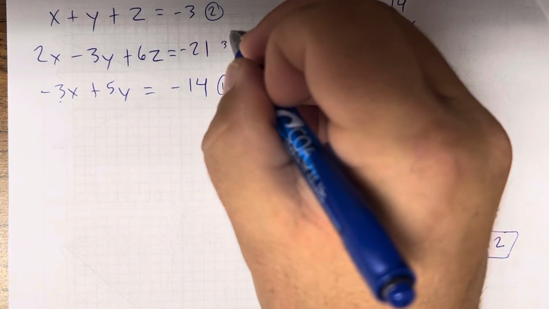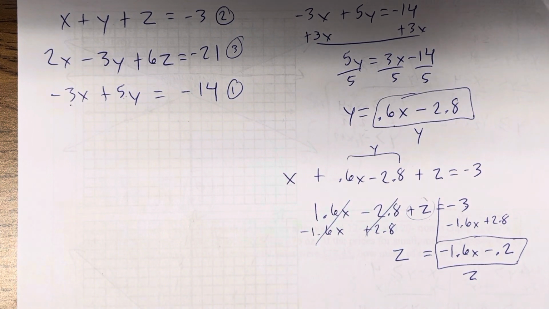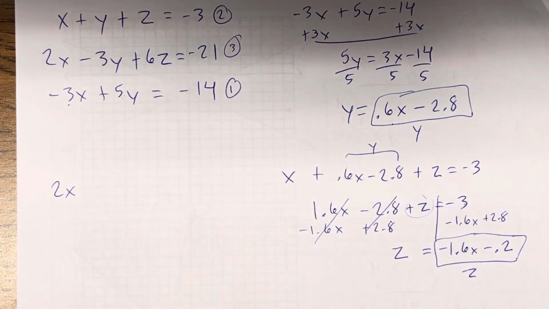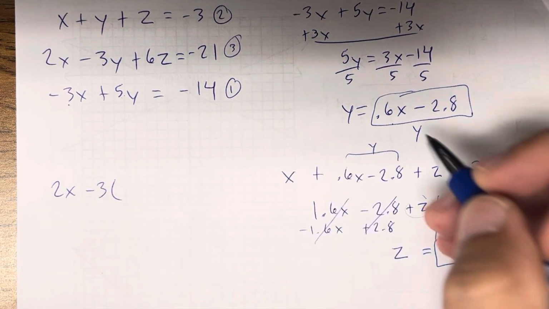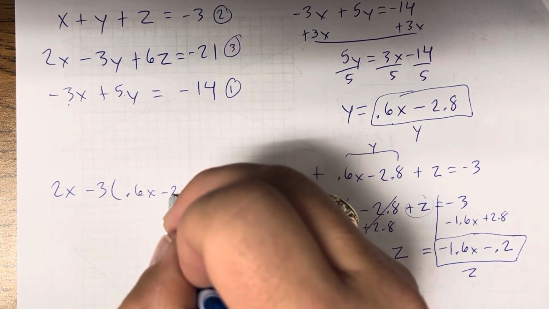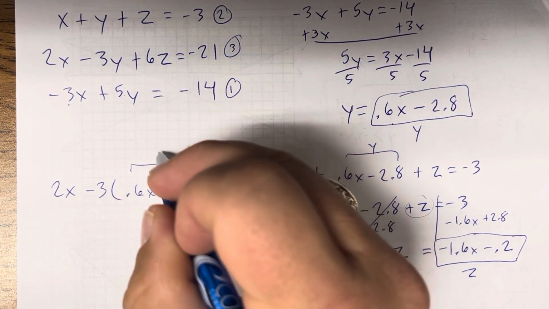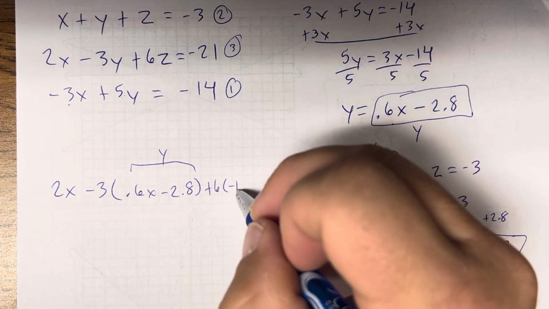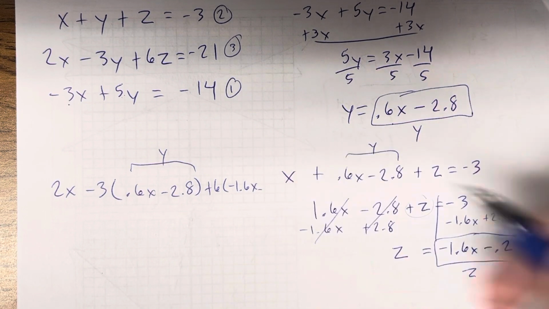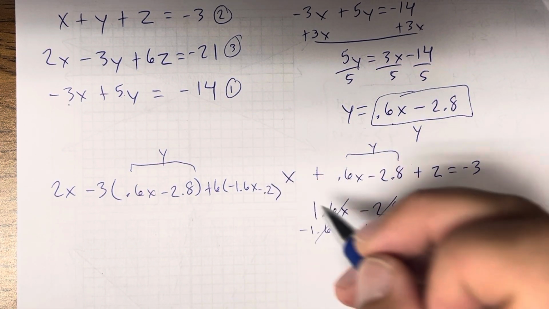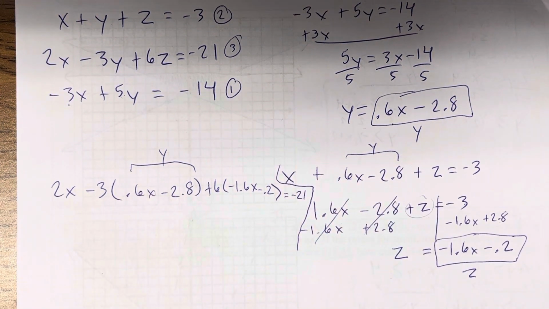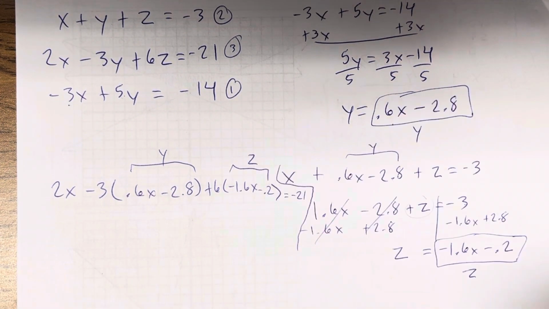So now I've got to use the middle equation last. And so I'm going to plug in my y and my z into the middle equation. So we're going to have 2x and then minus 3. In place of the y, we're going to put 0.6x minus 2.8. So that's my y right there. And then plus 6 times, and then my z is negative 1.6x minus 0.2, probably shouldn't have written it right here, equals negative 21. All right, and so this is my z right here.